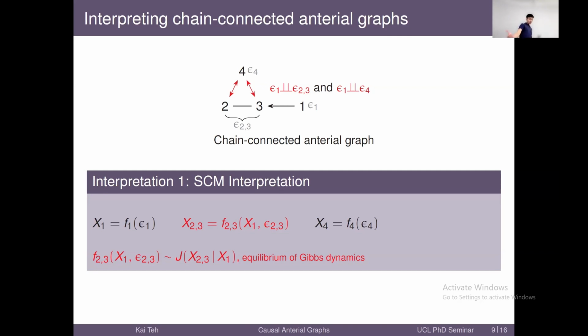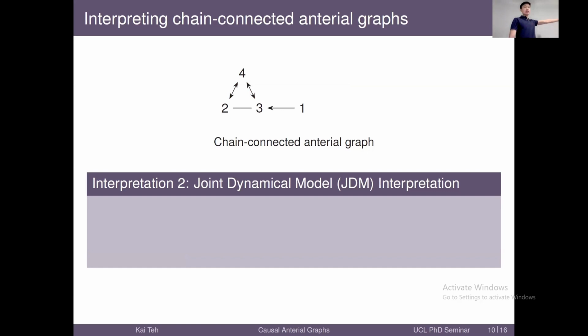But what we see here is that if you have two chain components like that, you have a Gibbs dynamics equilibrium after a Gibbs dynamics equilibrium, so an infinite time process and then another infinite time process. So the interpretation of that is quite vague. So what we are introducing next is an interpretation which takes this into account, so that all the dynamics happen together, which I think is quite aptly named the joint dynamical model interpretation.